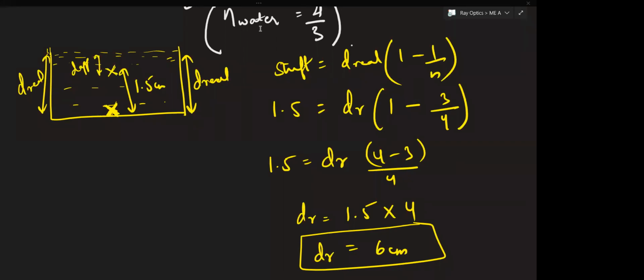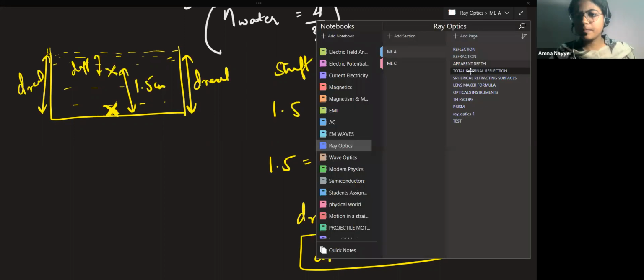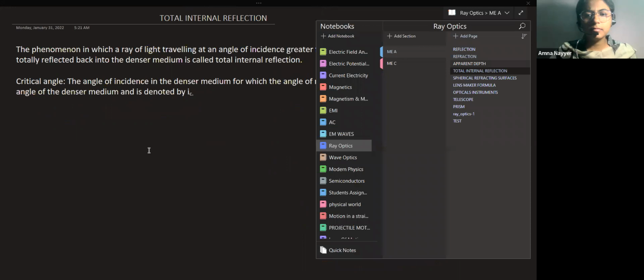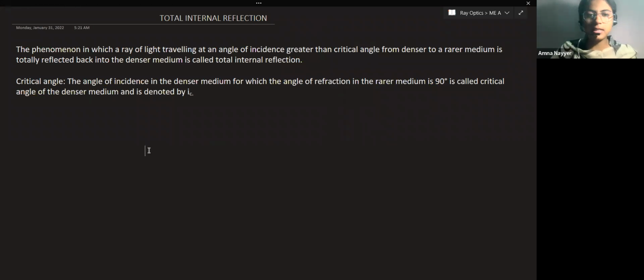Done? Yes, ma'am. Okay, let's see just a smaller introduction of total internal reflection, then we'll continue this next weekend. Again, I'm telling you, tomorrow you all do not have your class. Class was already taken yesterday. So tomorrow there is no physics class. The rest of the schedule, whatever you have here on Learnivio, that will be present. And now see here.